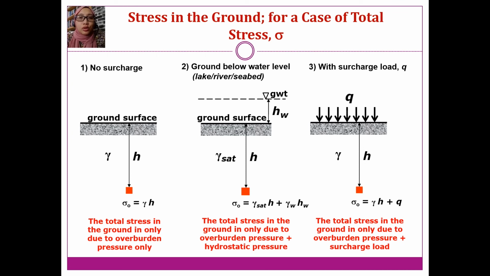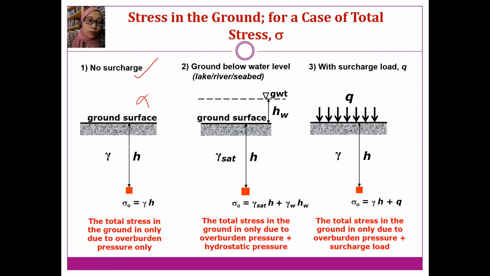So how do we analyze the total stress in the ground? There are three cases that we can consider. The first case is when you have no surcharge. Surcharge includes the external load from a structure, for example, on the ground surface. If there is no structure, there is no surcharge.